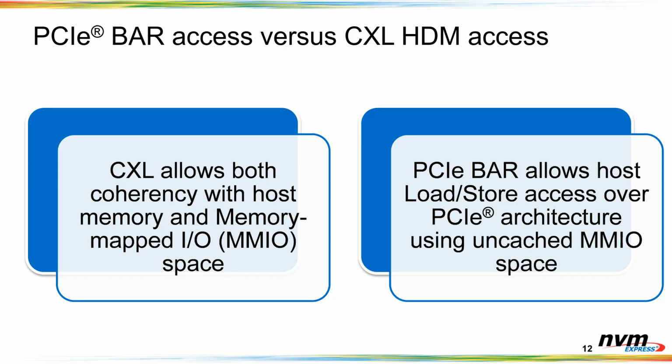So obviously we've got two different methods. We've got the PCIe bar access and the CXL HDM access. So what's the difference between the two? Well, I think the short summary is that CXL allows coherency. We can have coherency with the host memory and the memory mapped IO space, whereas the PCIe bar access allows for load store access over PCIe architecture using uncached MMIO space. But we don't have the coherency in the same way that CXL provides.